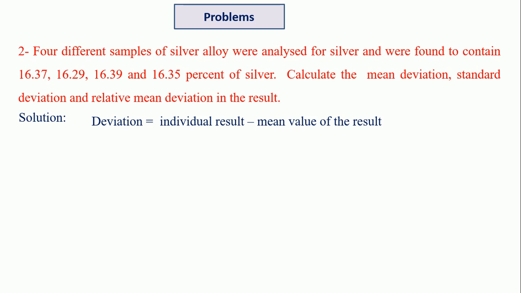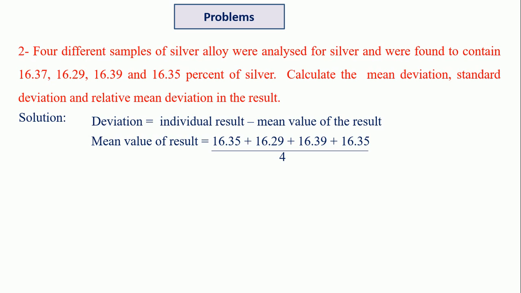Now how to calculate the mean value of result? What is the formula to calculate the mean value of result? Yes, correct. Mean value means the average of all individuals. So these are 1, 2, 3, 4, all these individual values are taken, and these are 4 numbers, 4 times, so therefore divided by 4, and we get the answer 16.35. So that is called the mean value of result.